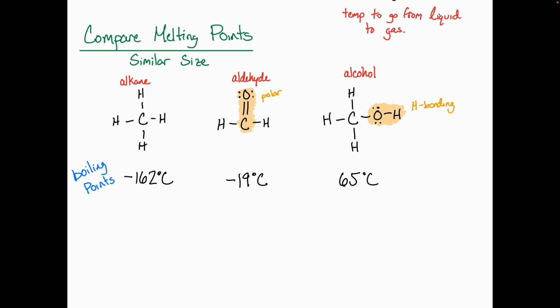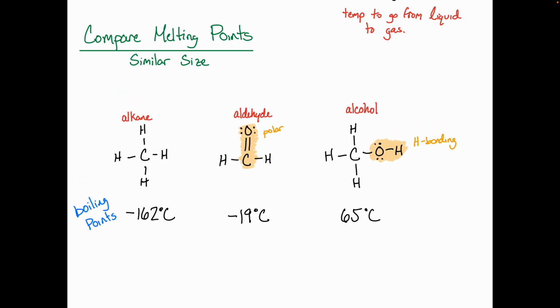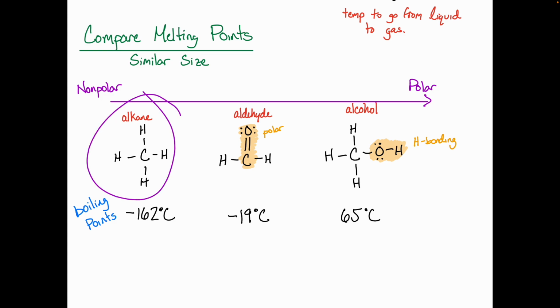Okay, so on the one hand, we have our alkane, which is all the way down here at the non-polar end of our polarity spectrum. And we can see as we increase the polarity of these functional groups, getting to our very polar OH group, we increase the boiling point, right? Again, it just means that these alcohols are interacting more strongly with one another than our alkanes do. So for similar size, it depends on polarity.